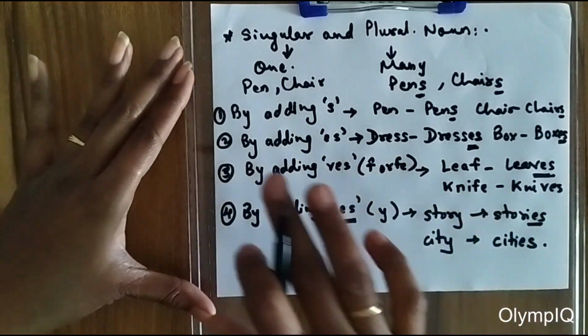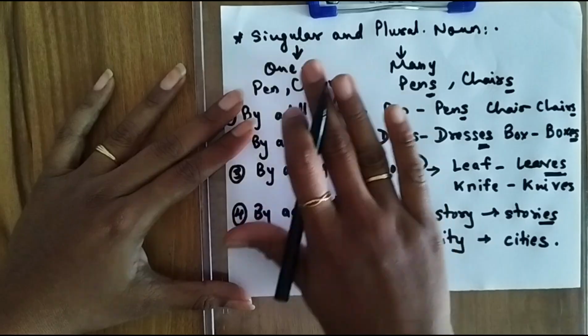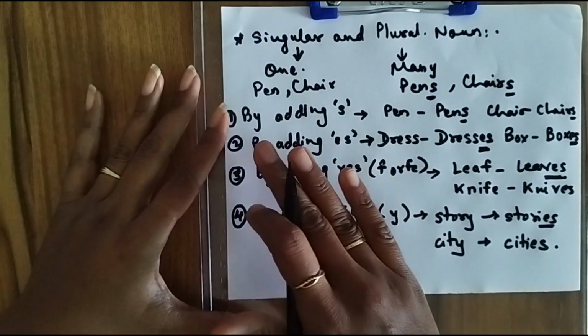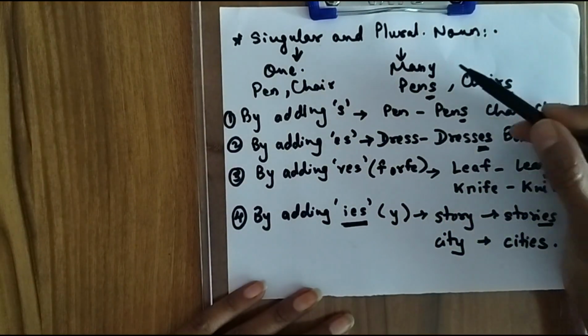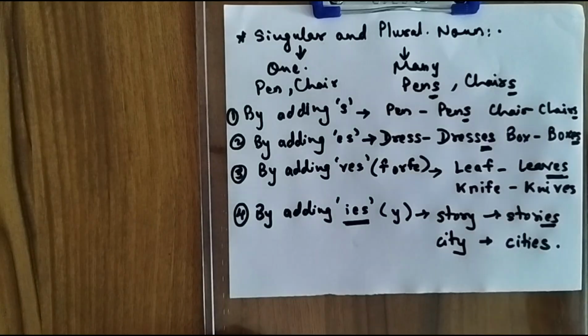Okay. So we saw singular noun and plural noun. Singular noun would be those which have just one name of a person, one name for the school, one chair, one pen. Many would be under the category for plural noun. Many pens, many chairs.